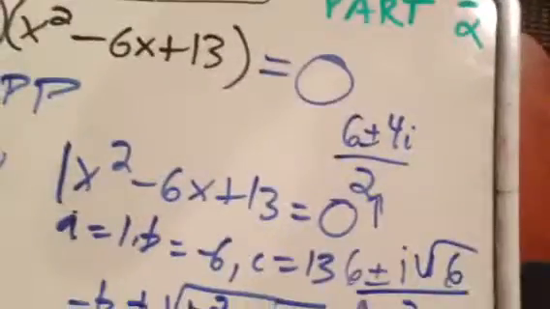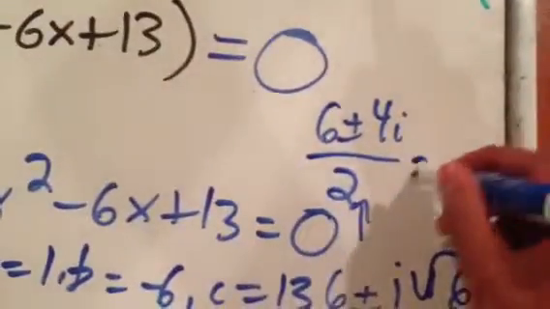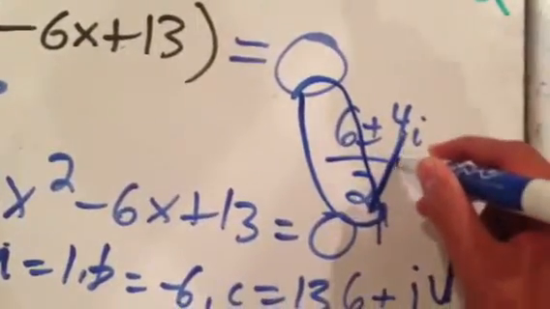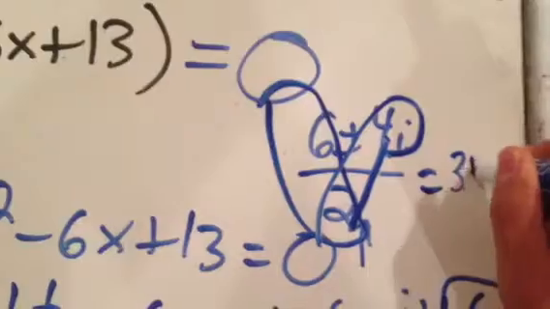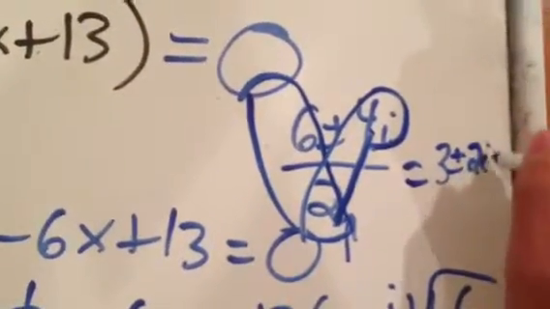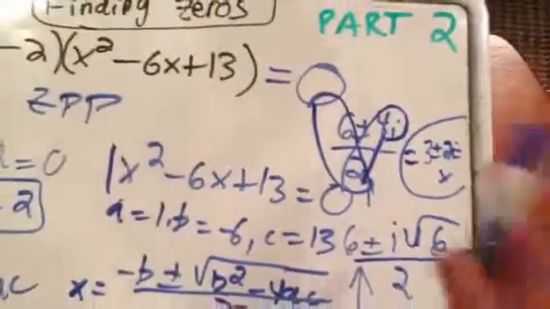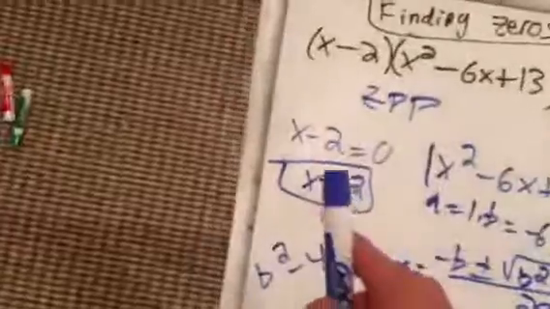Now that's the answer, but you have to understand that you can simplify this. So when you're simplifying this, 6 divided by 2 and 4i divided by 2. So 3 plus or minus 2i. So those are two zeros actually, because it's plus or minus. So it's 3 plus 2i and 3 minus 2i. And x equals 2.